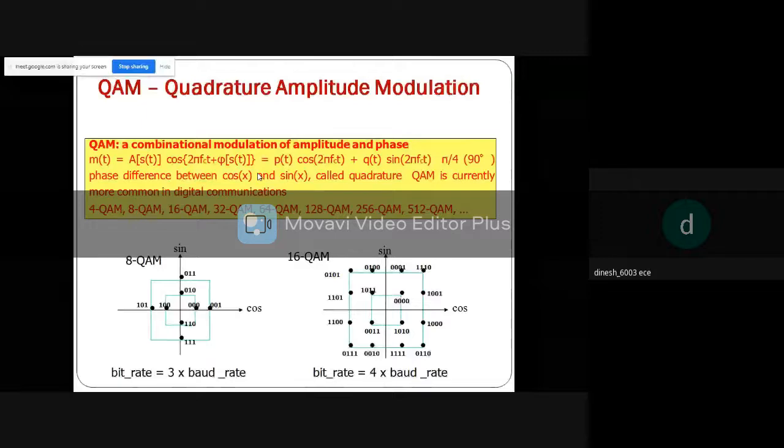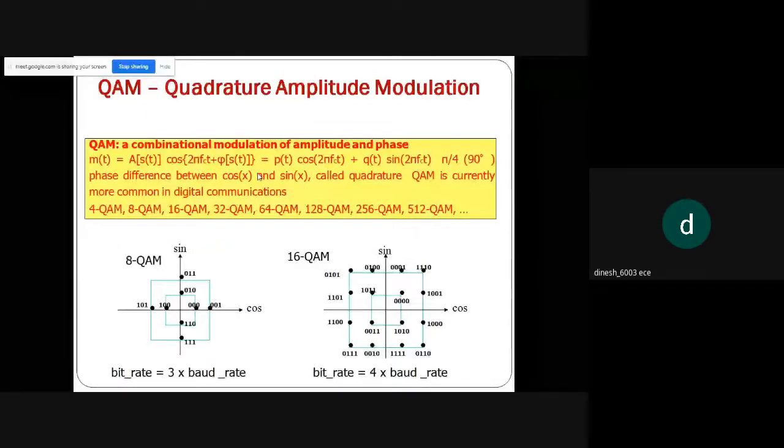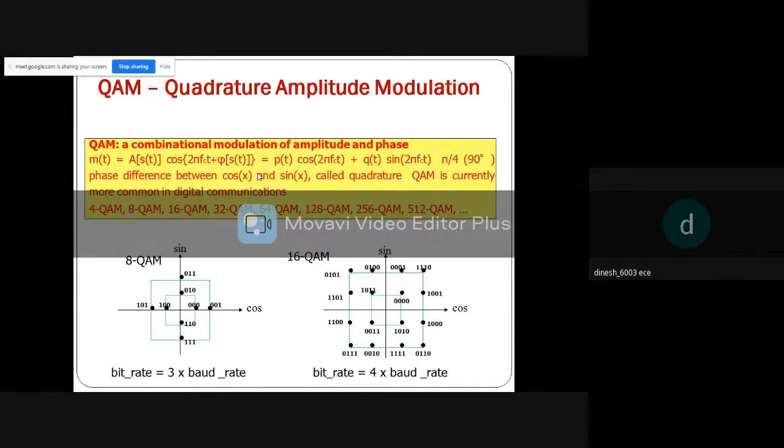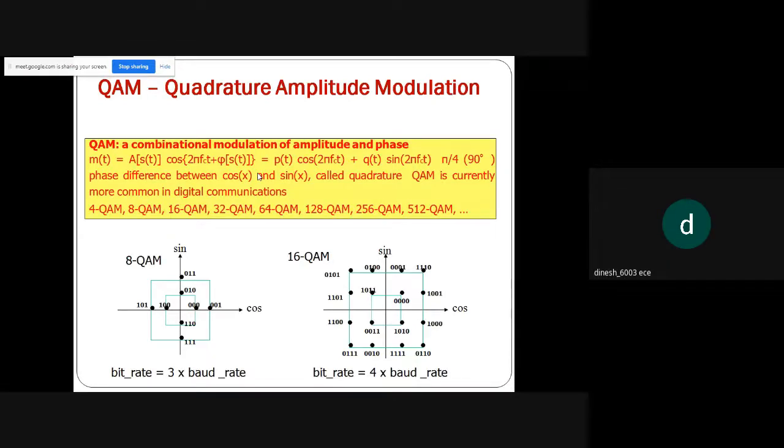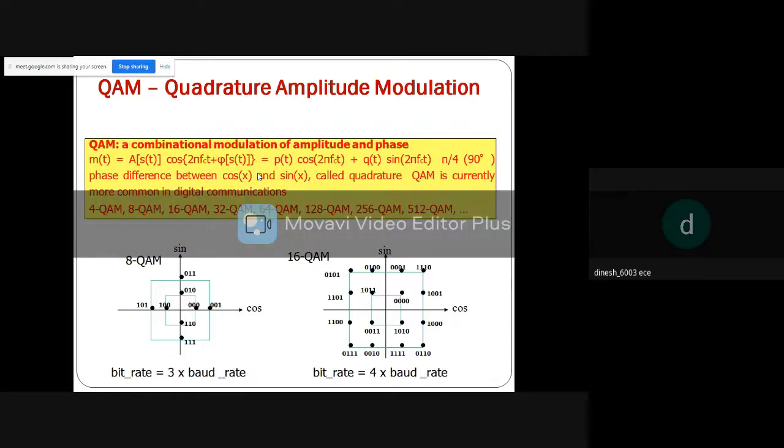The extension of PSK gave us enormous channel bandwidth utilization, which led to the evolution of QAM. It is a combination of the modulation of amplitude and phase both together. There are different types of QAM being used depending upon requirements: 4-bit QAM, 8-bit QAM, 16-bit, 32-bit, 64, 128, 256, 512.